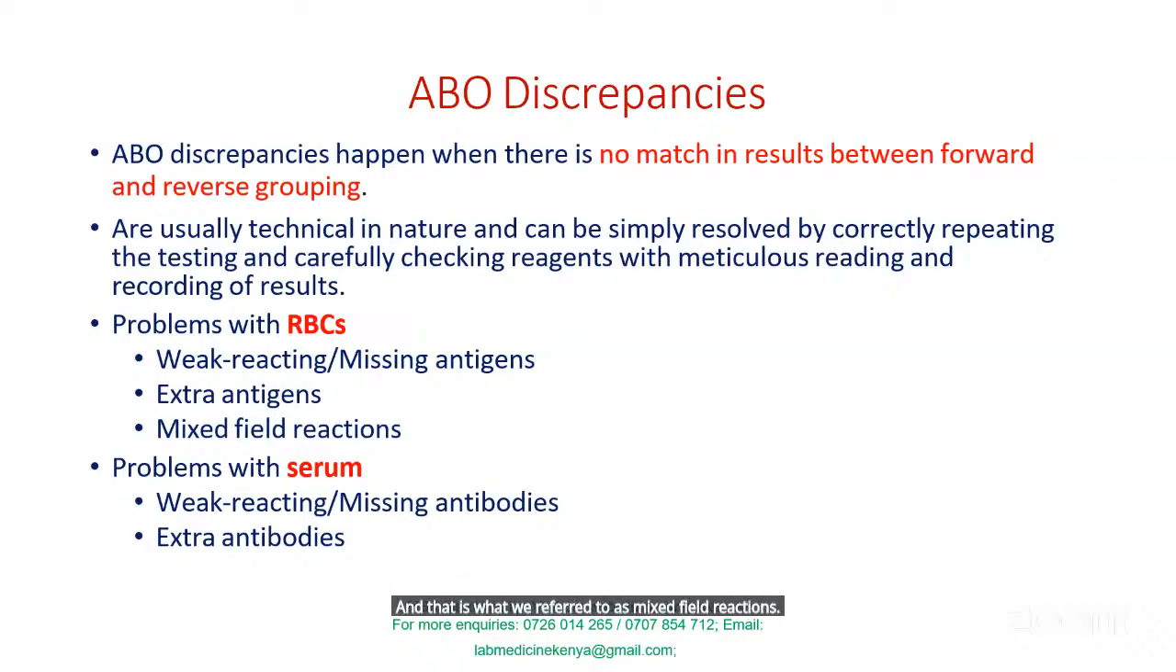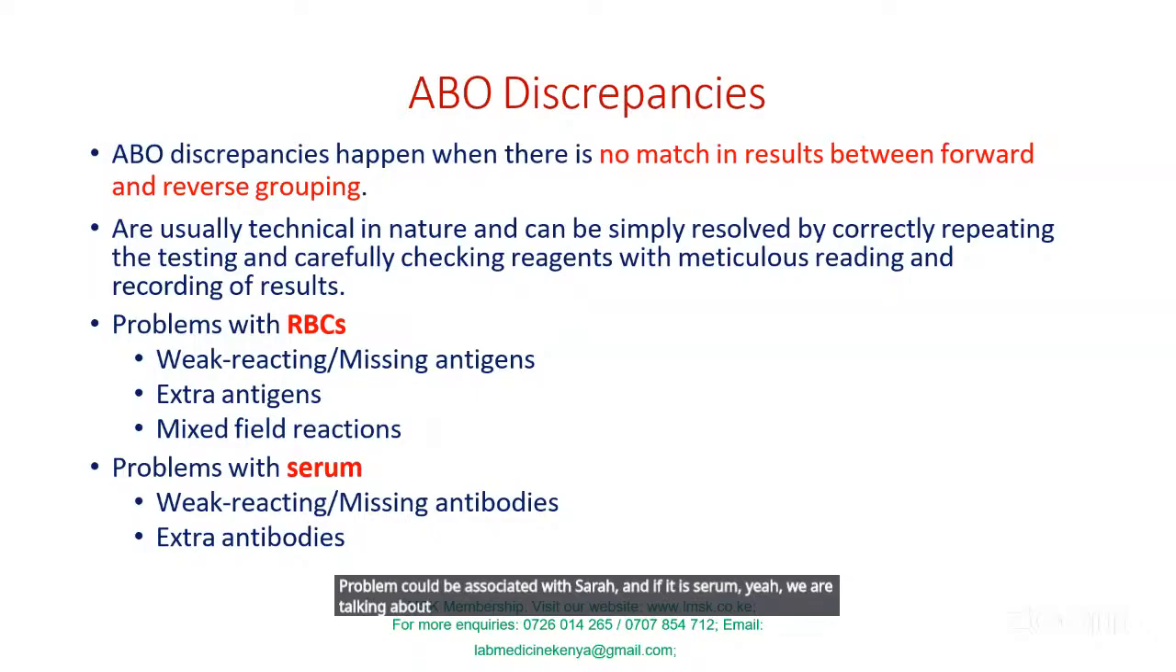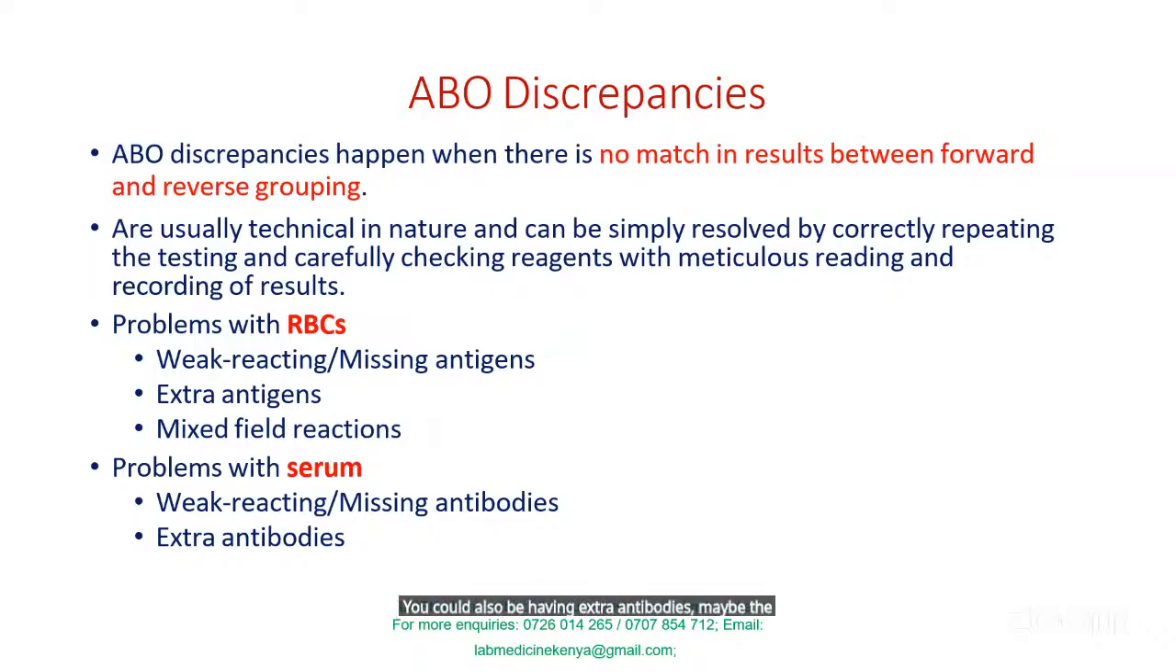And so if that is not the case, then the second problem could be associated with serum. And if it is serum, here we are talking about weak reacting or missing antibodies. You could also be having extra antibodies. Maybe the patient has got autoantibodies.